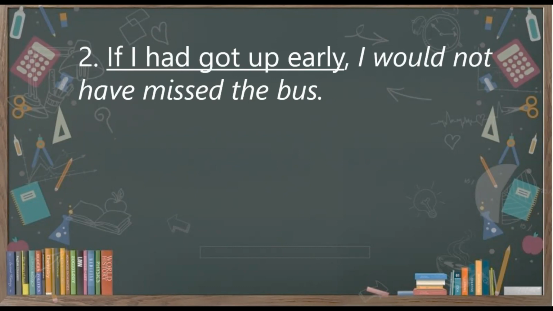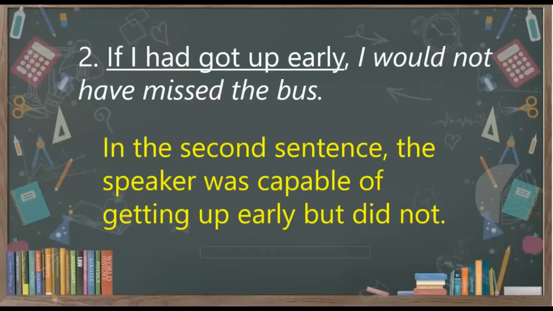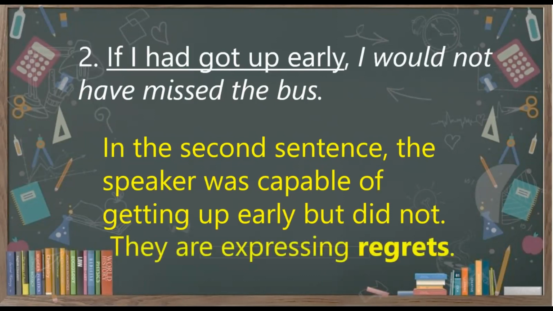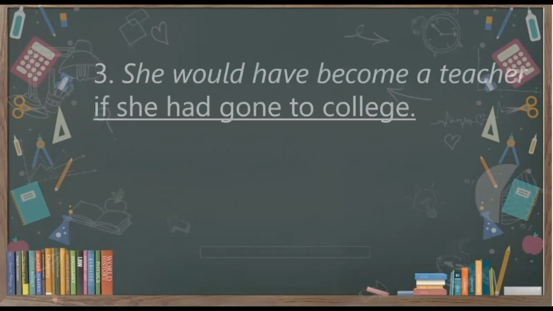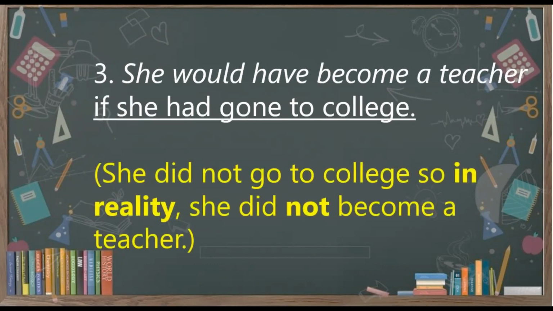These sentences express a condition that was likely enough, but did not actually happen in the past. In the second sentence, the speaker was capable of getting up early, but did not. They are expressing regrets. Number three, she would have become a teacher if she had gone to college, but she did not go to college, so in reality, she did not become a teacher.